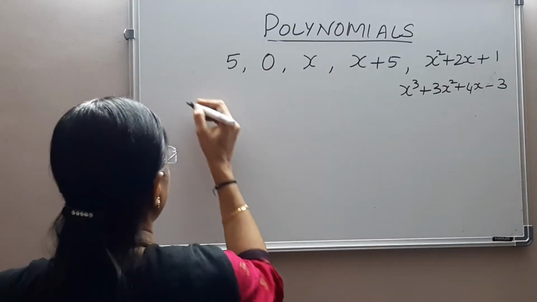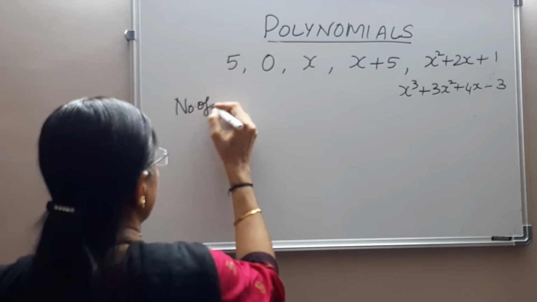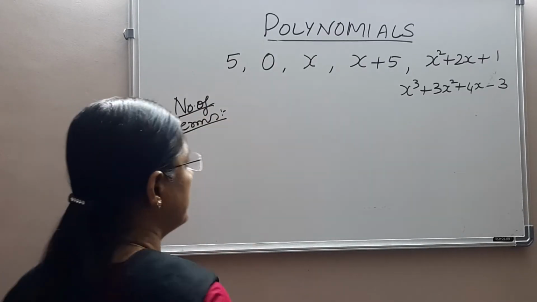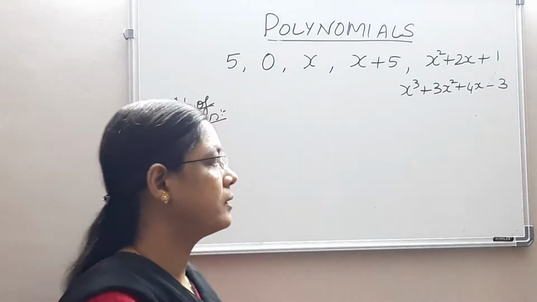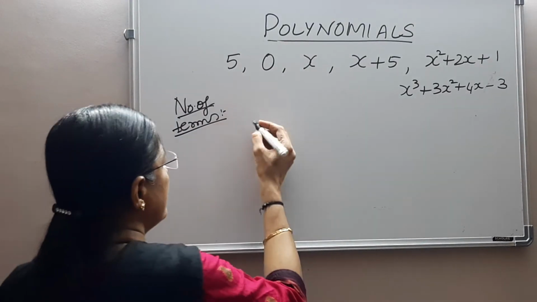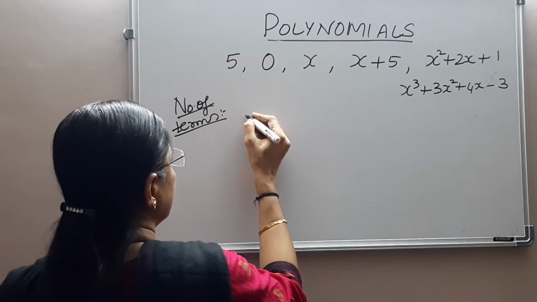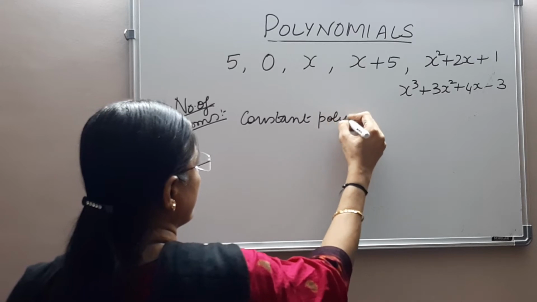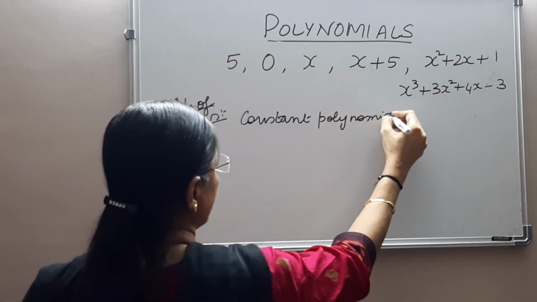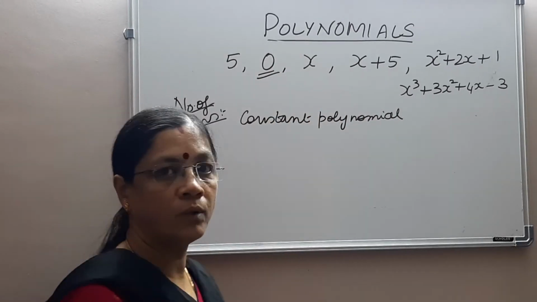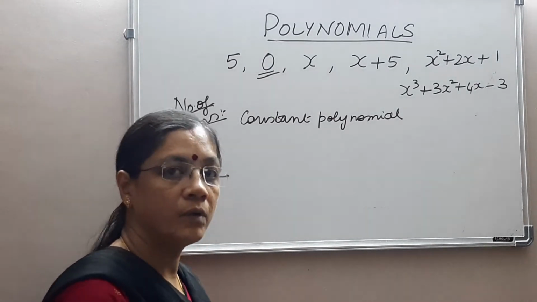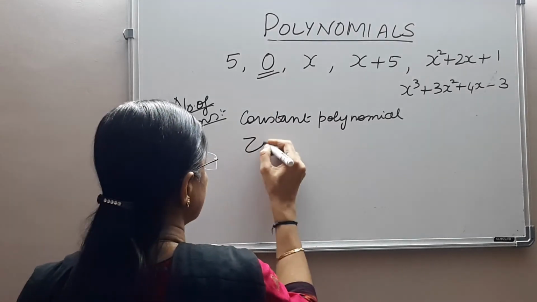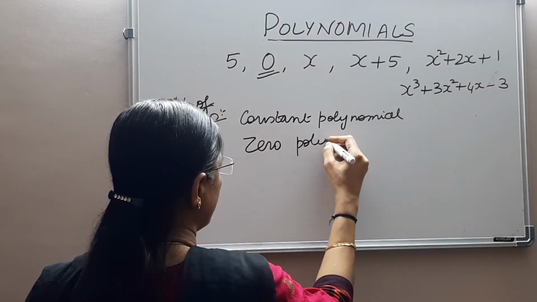So depending upon the number of terms in an expression, we can name the polynomials. Let me explain. If there is only one constant, then this is known as a constant polynomial. If there is 0 alone without any variable, or even if there is some variable or constant, 0 times anything is 0 for you. So this is called a 0 polynomial.